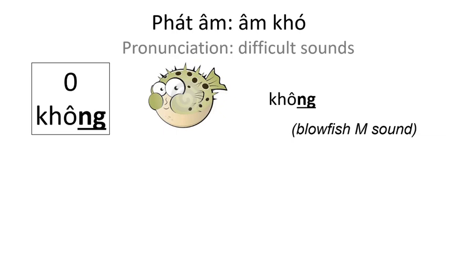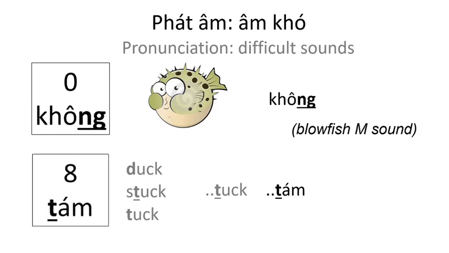Không. Now look at these three words: duck, stuck, and tuck. Now look at the middle one again, stuck. Now elongate that initial S sound. Ssstuck. Now try and lose the S sound, but pronounce it the same way. And you should have duck. So it's not duck, it's not tuck, it's duck. And this is how we find the number tám, which is 8.